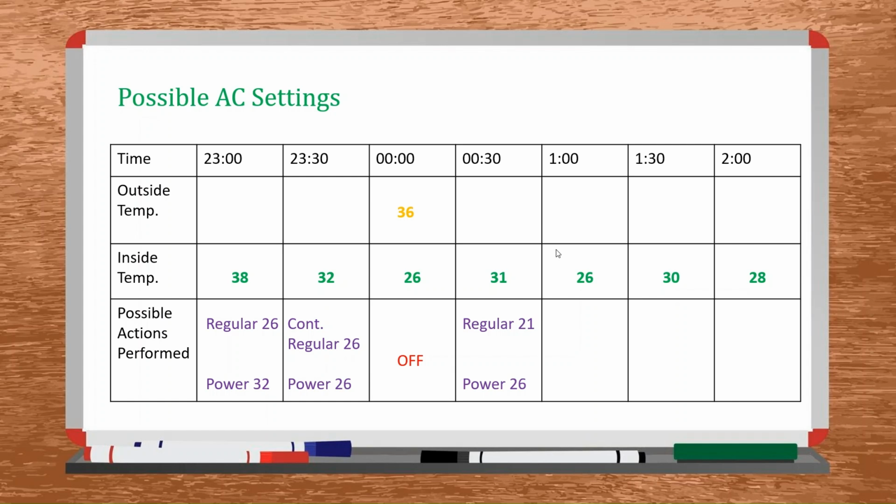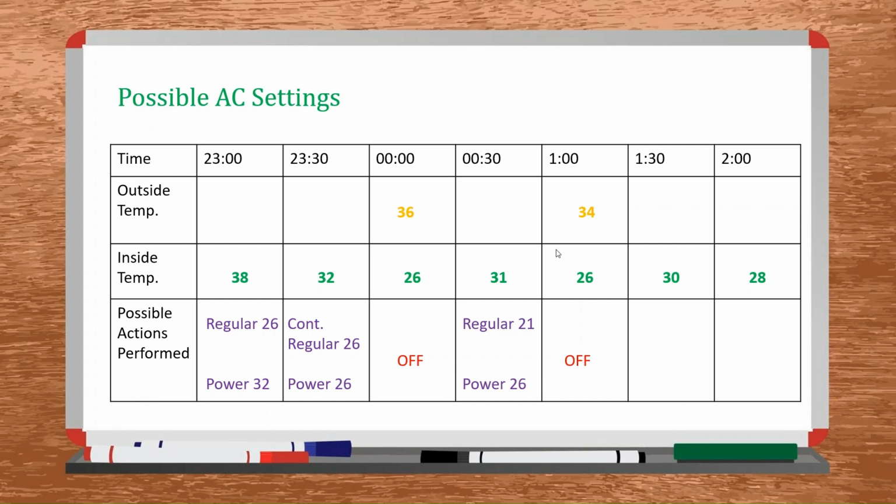Similarly, at 1 a.m. the temperature is 26, and at 1:30 the temperature is 30. That means we will be switching off the AC. Again, as the temperature has risen by 4 degrees in half an hour, in 1 hour it will rise by 8 degrees. And 8 degrees should be how much hotter it is outside the room than inside at 1 a.m. So the temperature outside would be 34 degrees.